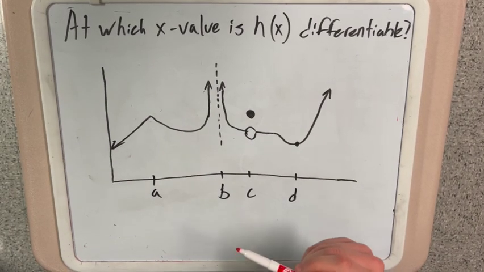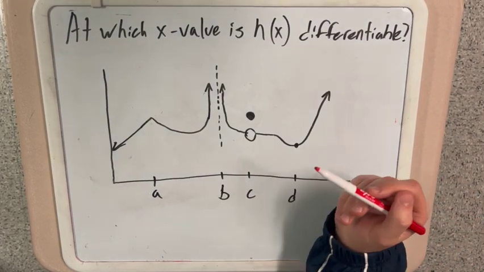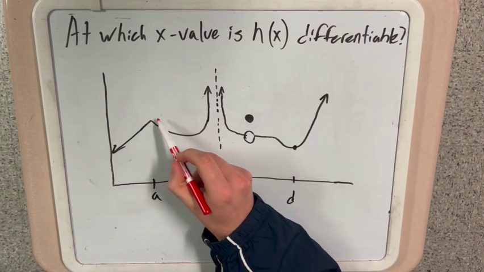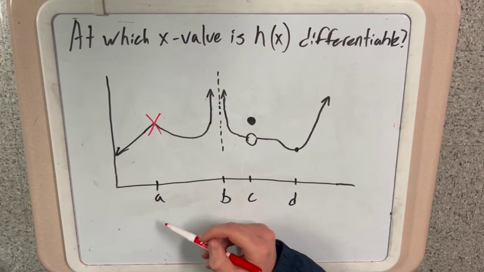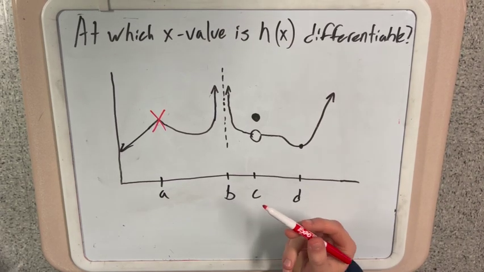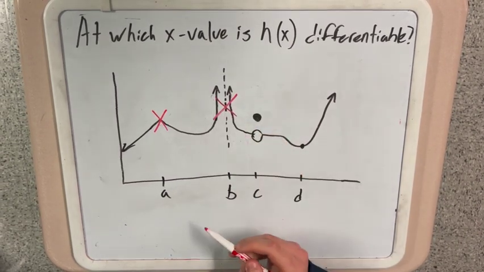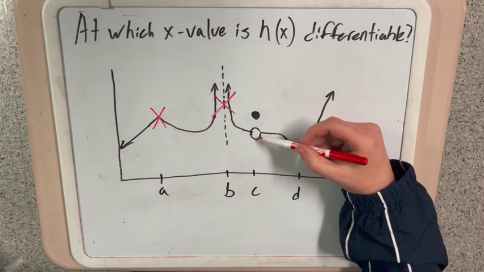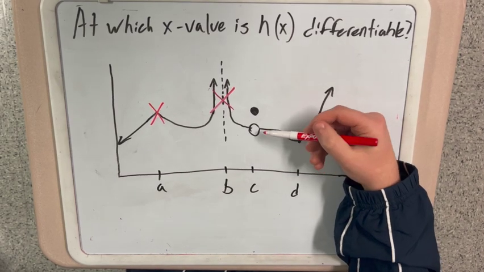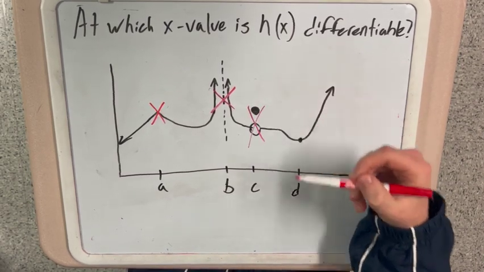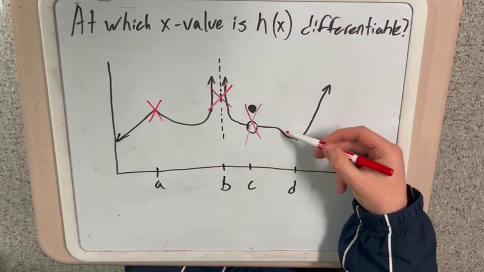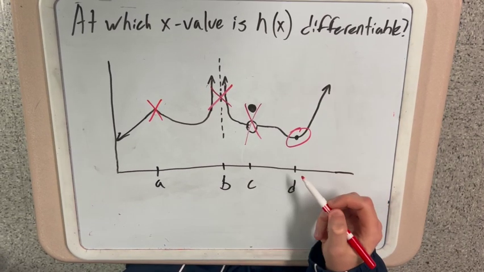Okay, so at which x value is h of x differentiable? We need to be thinking about our conditions for when we cannot take a derivative. Looking at point A, we see that there's a corner right here, so we cannot take the derivative here, so it's not differentiable. Point B, we have an asymptote. There's not even a line to take a derivative of here, so we know this can't be it. Looking at point C, we have a hole, a removable discontinuity, so we know it's not differentiable because continuity is a condition for differentiability. Looking at point D, this is just a point on a continuous line that keeps going, so we know that point D is differentiable.